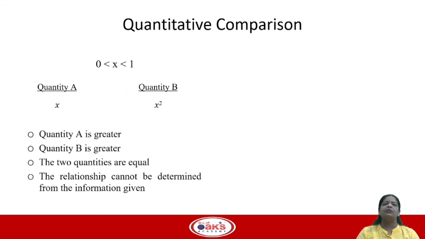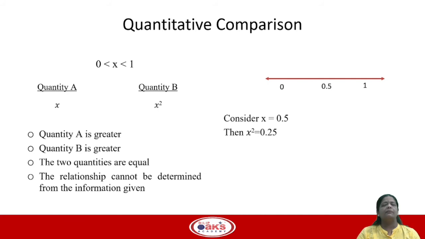The given information in this question is x is greater than 0 but less than 1. And the question is asking us to compare x and x square. So, as x lies between 0 and 1, we can start by assuming some value between 0 and 1. So we assume x is equal to 0.5, which means x square will be 0.25. So now what do we see? We see that quantity A is greater than quantity B. So we are going to select the first option for this question.